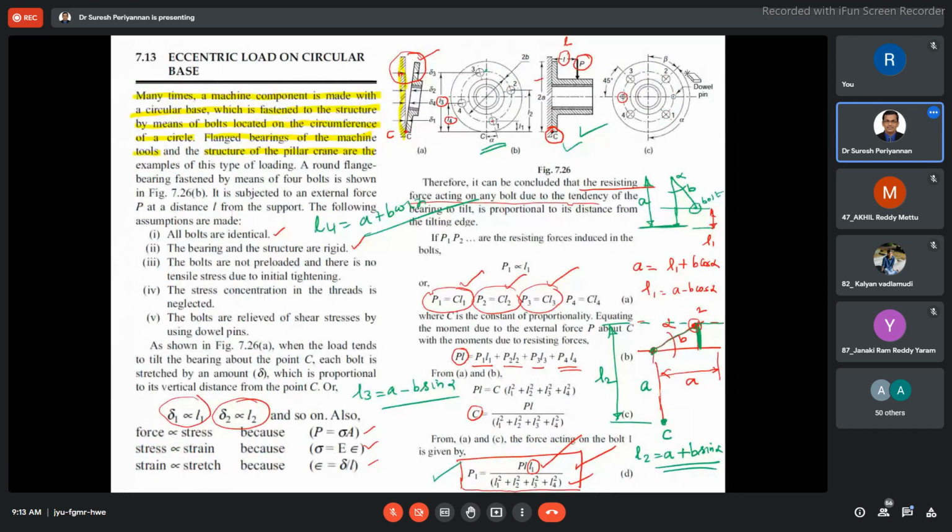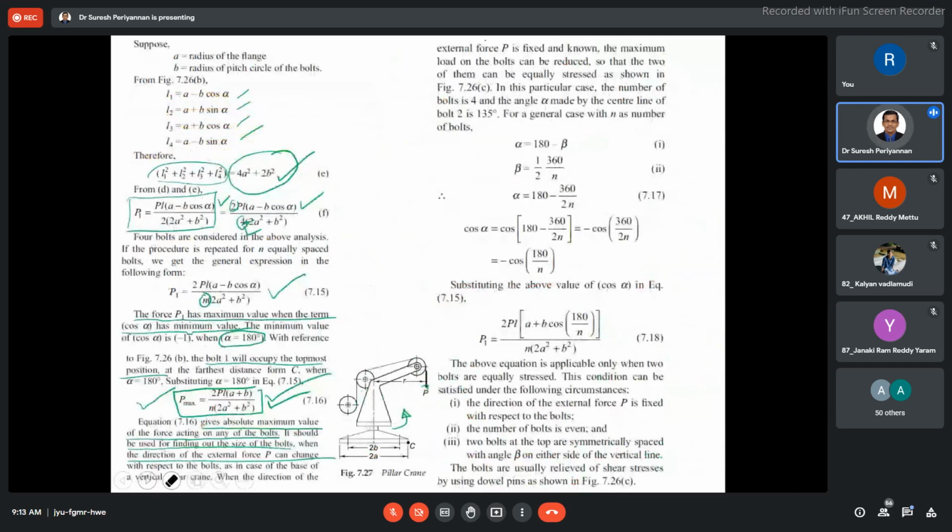Now bolt 2 is at angle beta, bolt 1 is at angle alpha, and bolt 2 is at angle beta. Bolt 1 is at angle alpha with respect to the earlier vertical position. Now in this case, with respect to bolts 1 and 2, I can write alpha is equal to 180 minus beta.